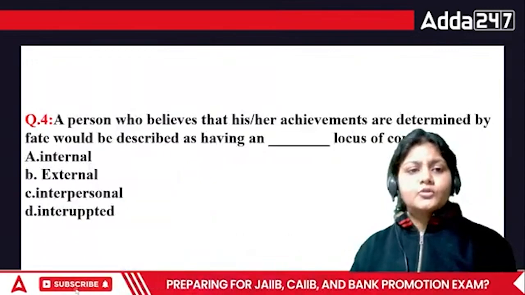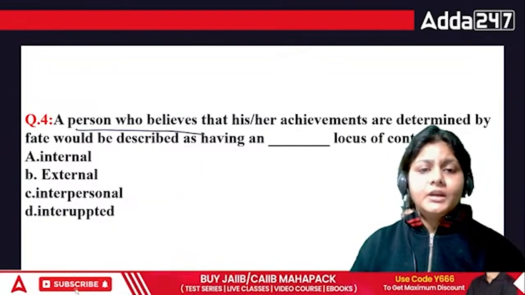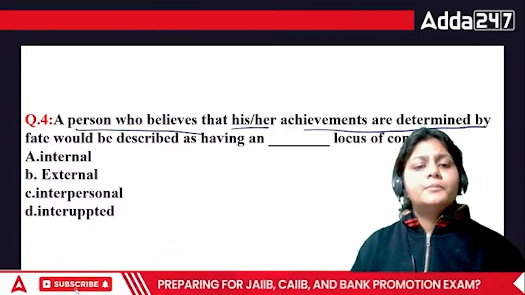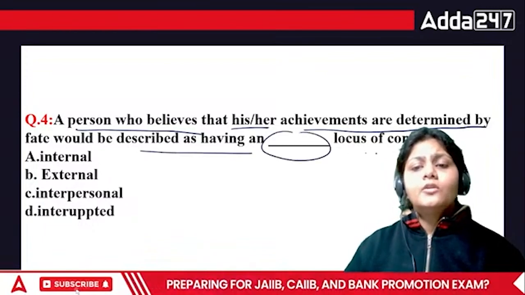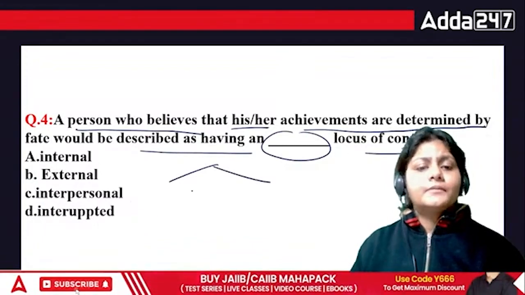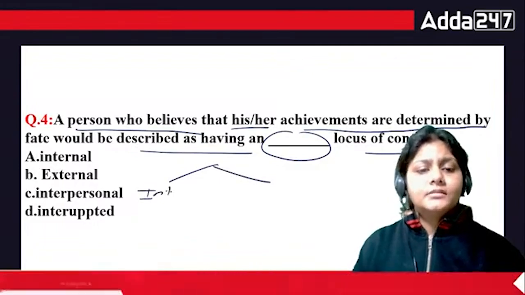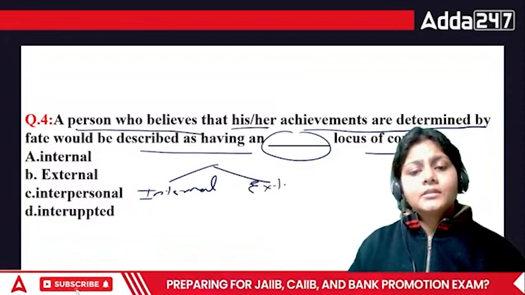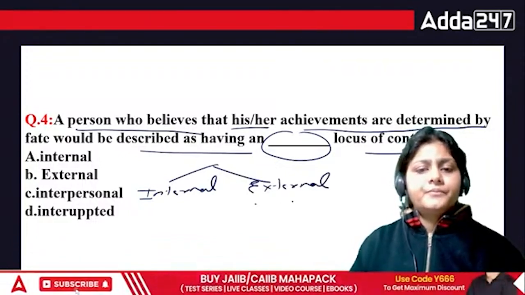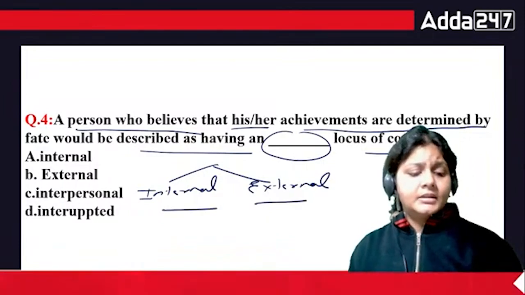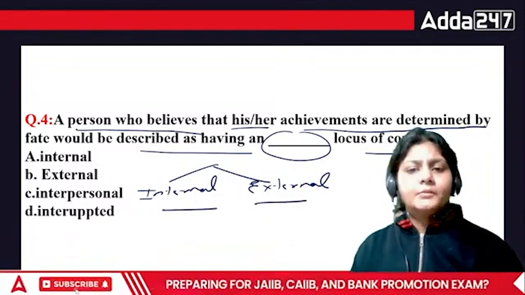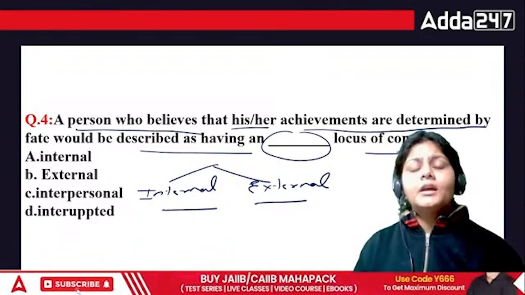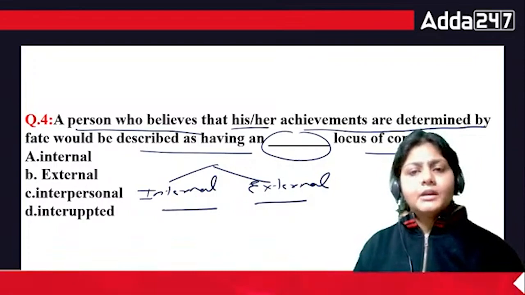Now the next question is, a person who believes that his or her achievements are determined by fate would be described as having which locus of control? There are 2 types of locus of control. One is internal, and the other one is external. Suppose whatever happens in my life, I believe that I am responsible.